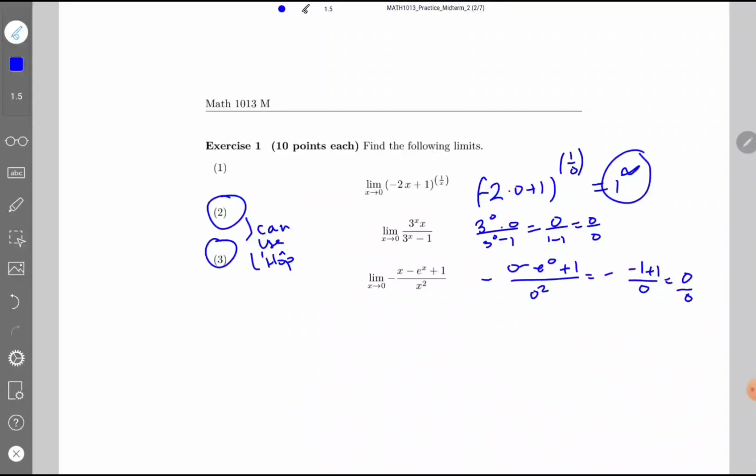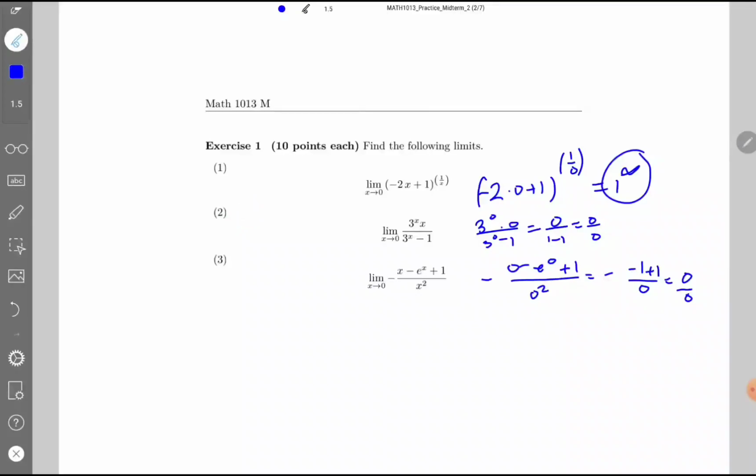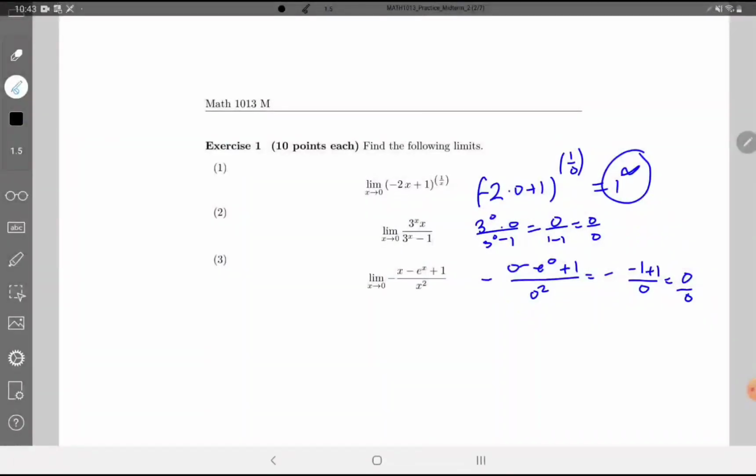I guess I shouldn't write this here. Let's erase this, and we'll do these later. So let's start off with number 1, and then we'll go over how to do these problems.